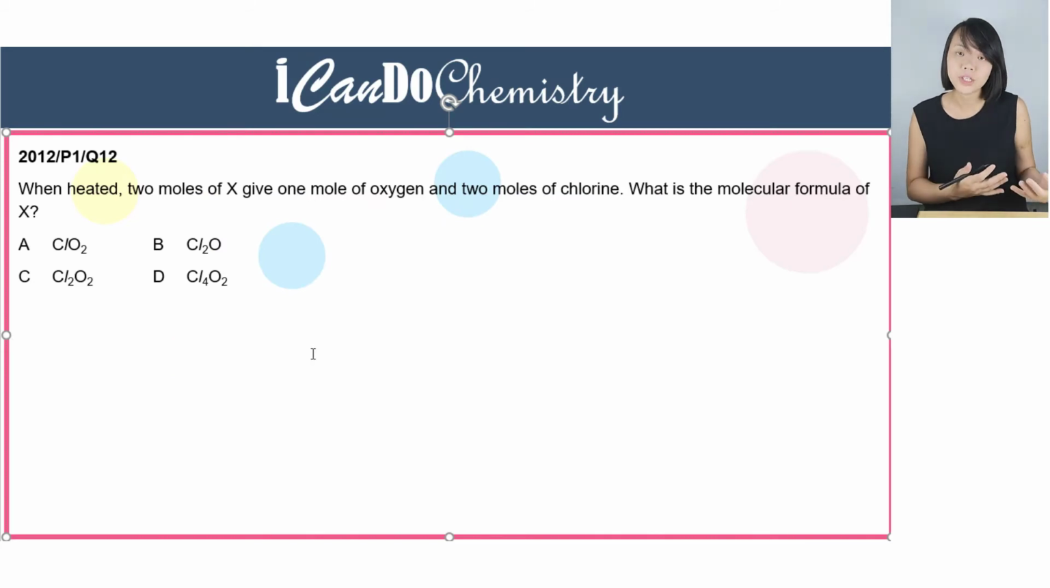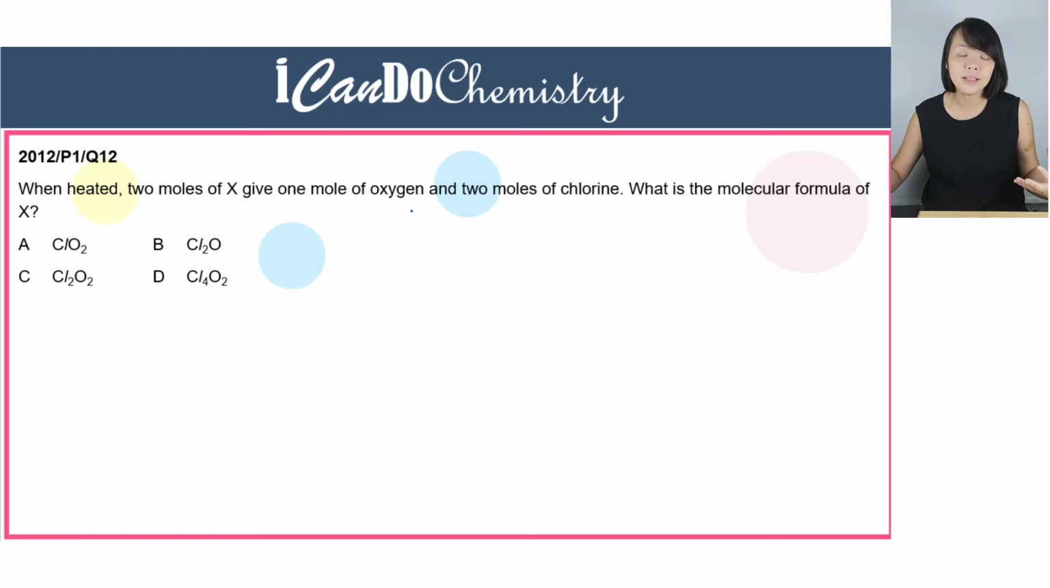So back to the question that appeared in 2012. It is given that 2 moles of X give 1 mole of oxygen and 2 moles of chlorine when X was heated. So now we are to work out what is the molecular formula of X. So we can work out the answer by writing the chemical equation for this reaction.